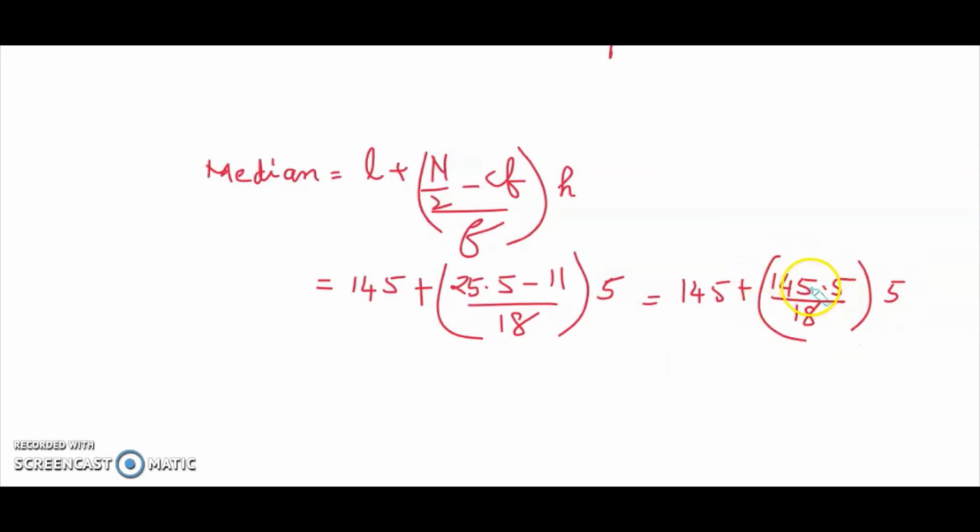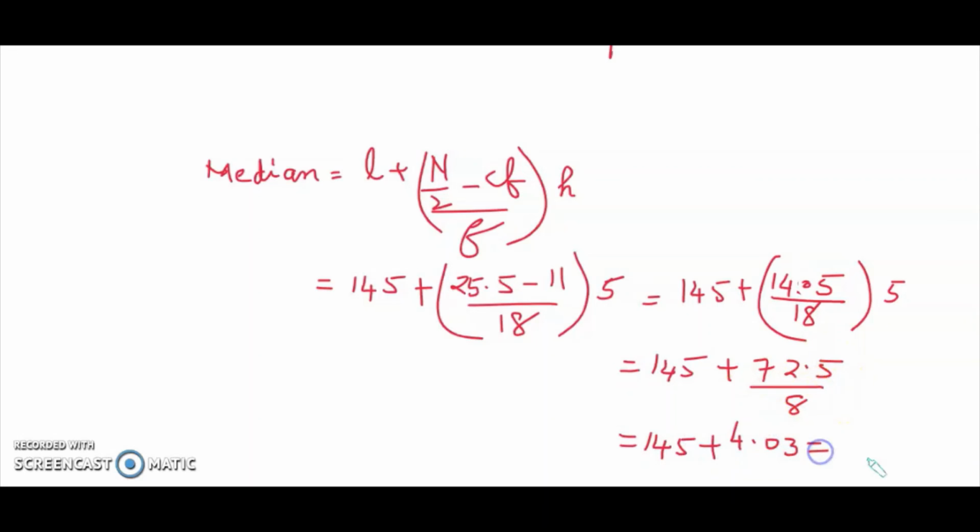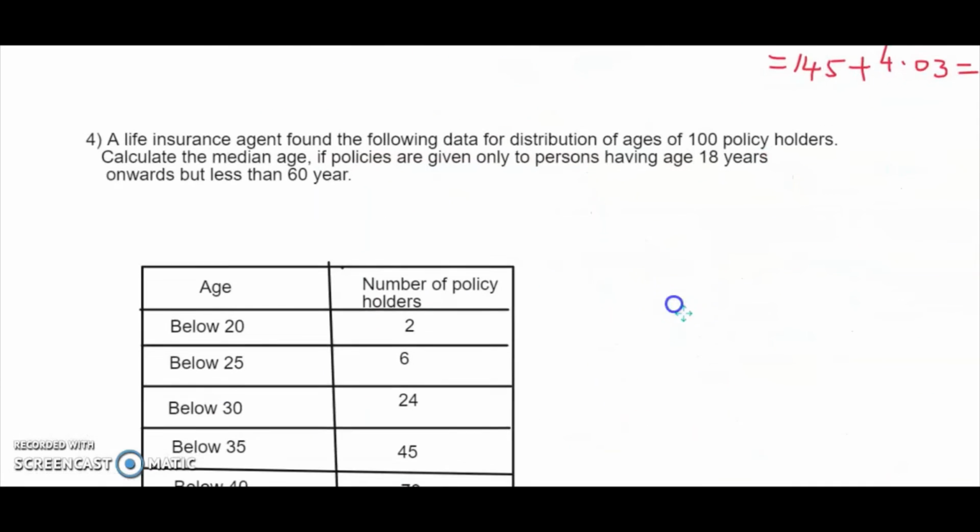First I'm multiplying 14.5, my mistake, 14.5, not 145, sorry, with 5. When I multiply, I'll get 72.5, okay, divide by 18. When I divide by 18, I'm going to get 4.03, it's a recurring decimal, but I'm rounding off. So it gives me 149.03. Clear? Same way, next question.